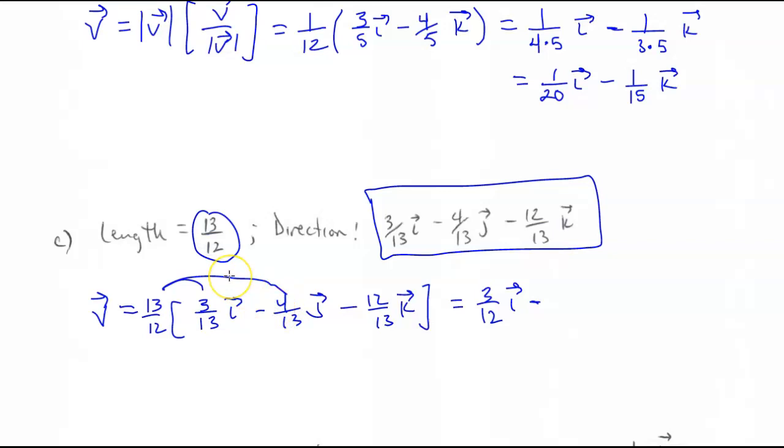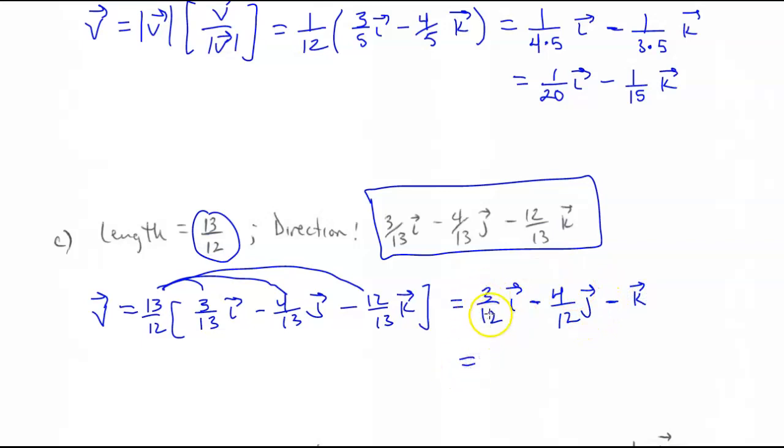Multiply times the second term. Again, the 13s will reduce to 1. And I'll have 4/12 j. And then doing it in the last term, 13/12 and 12/13 are reciprocals of each other, so it'll just end up getting 1. And we're just left with minus k in that third term.